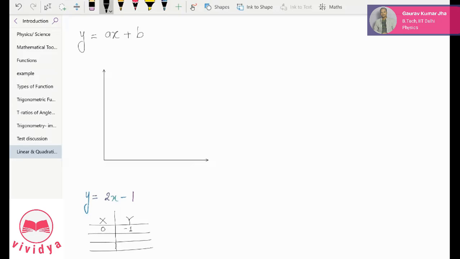Then if I put x equal to 1, what will I get as y? If I put x equal to 1 in this equation, you will get 2 minus 1, which is 1. Correct. So 1 comma 1 is another point. And so on. You can put x equal to 2. How much will you get? 3, right? All these points will be on your straight line.